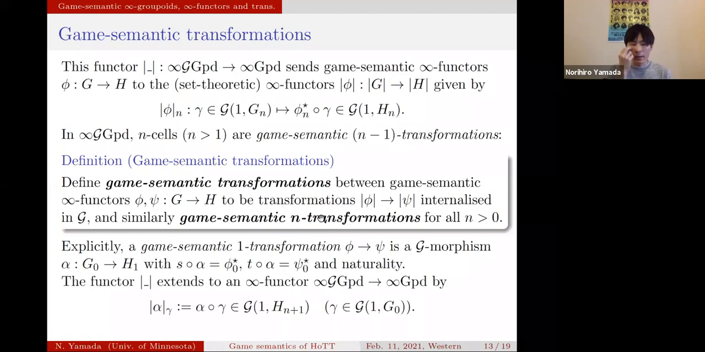And let me then extend the functor further to an infinity functor by defining Daruba alpha to be the following transformation. Namely, each component with respect to gamma is given by post-composition. So this completes the structure of an infinity category, this one.